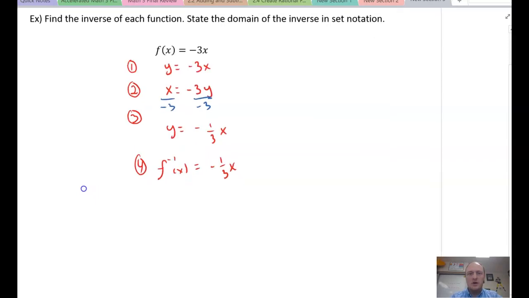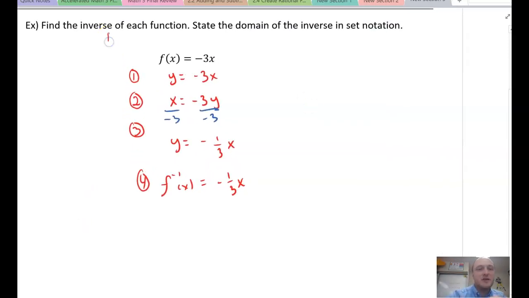Oh, sorry. I almost forgot the second piece here. It's kind of like the first part. Part B, state the domain of the inverse in set notation. For linear functions, we said that the domain is all real values. So this is a linear function. My domain in set notation, set brackets, is the x values such that, that's what that bar means, such that x is between negative infinity and infinity. And there you go.